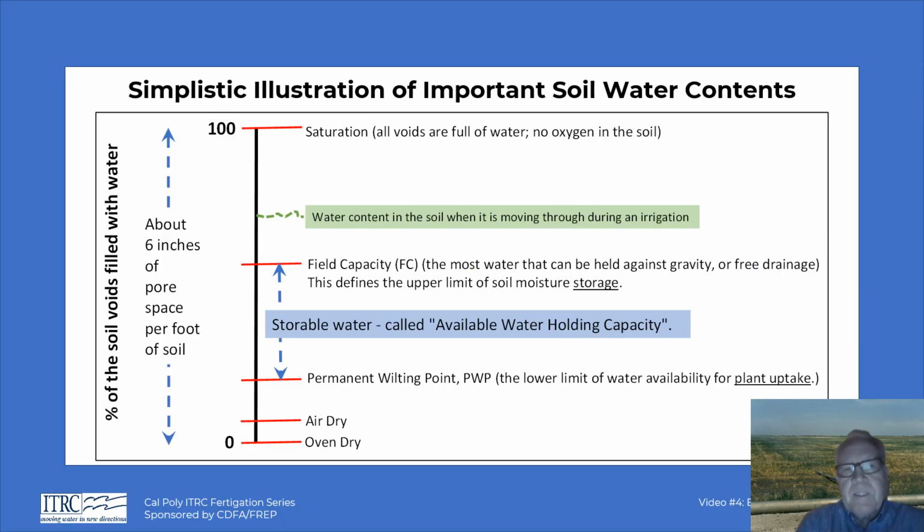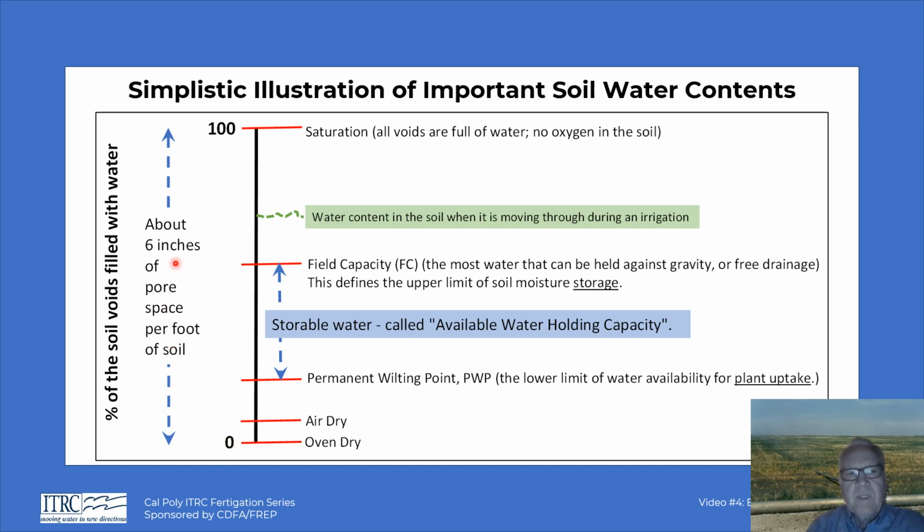What we have here is a simplistic illustration of important soil water contents. And there are a lot of ways that people depict this. But what we have here on the left is percent of soil voids filled with water, and that refers to the 100 to 0. For example, if you have an oven-dry soil where you actually take a sample of soil and you put it in an oven and essentially you boil off all the water, there's 0% of the voids, that means holes or pore spaces, 0% of the voids are filled with water.